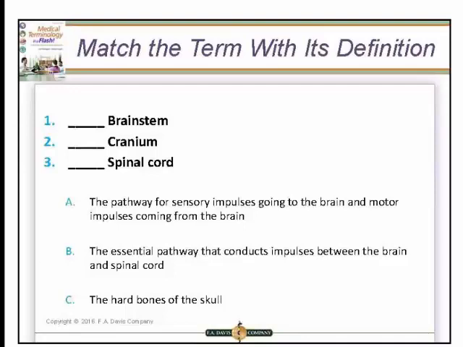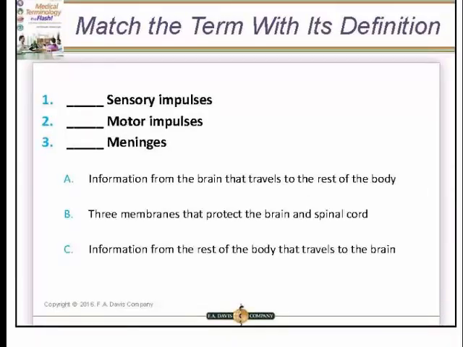A key function of the 31 pairs of spinal nerves is innervation of the skin and muscles of the limbs. Areas of the skin associated with specific spinal nerve roots are called dermatomes. Groups of muscles associated with specific spinal nerve roots are called myotomes. Dermatomes have two meanings. As you learn in Chapter 4, a dermatome is also a surgical instrument that produces thin slices of skin.